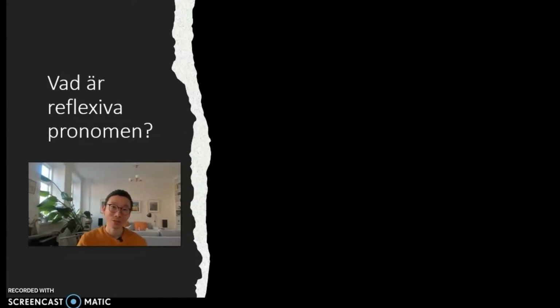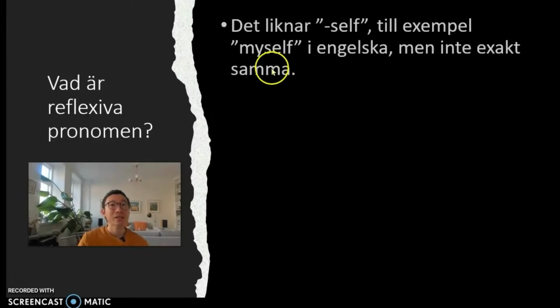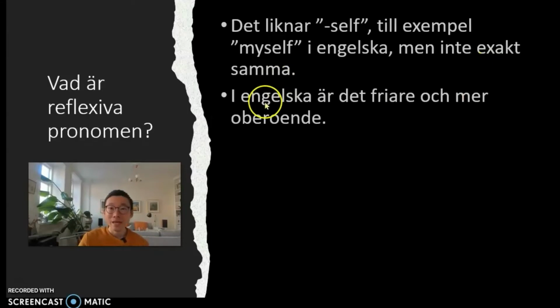Här har vi några svar. Here we have some answers. Det liknar self, till exempel myself in English, men inte exakt samma. So it's like self in English, for example myself, but not exactly the same. I engelska är det friare och mer oberoende. In English it is more free and more independent. For example, you say, I will do it myself. So it is something you use to emphasize and to stress.